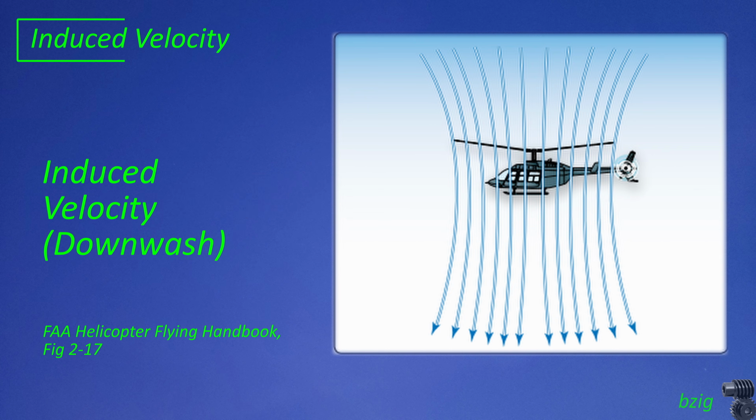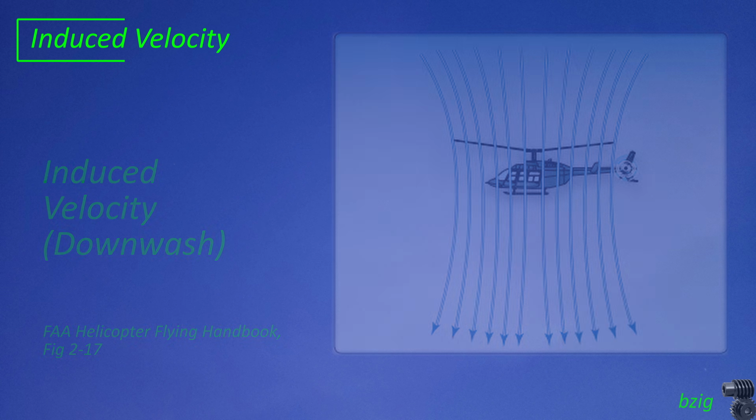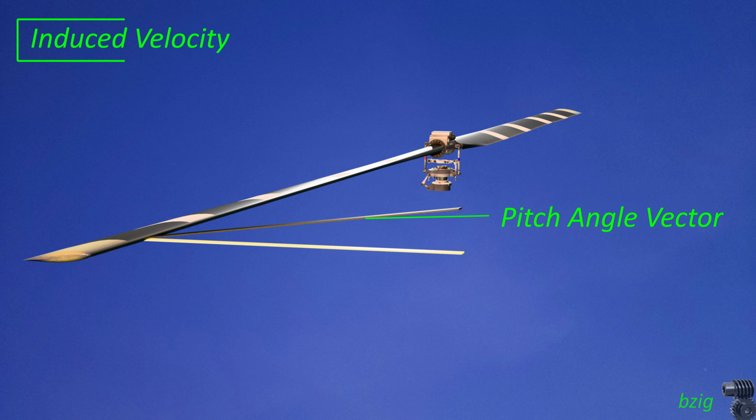Induced velocity, which is also called downwash in a hover, is this vertical column of air coming through the rotor disc. We need to find this in order to calculate the section angle of attack. With knowledge of the blade pitch angle and the tangential velocity, we can now apply momentum theory and the blade element model to find the induced velocity.